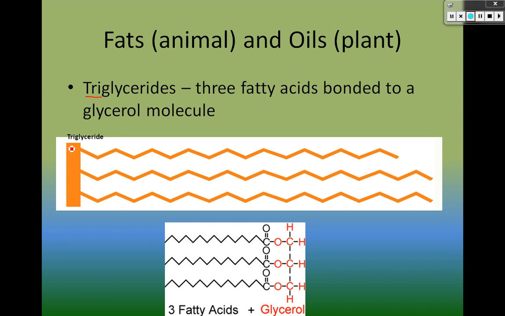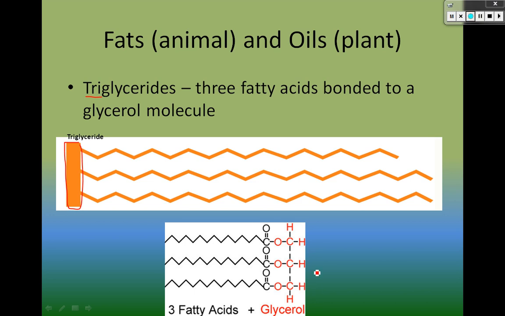We often have a diagram that looks like this, where this is our glycerol right here. And then here, just like on the previous slide, you saw those fatty acids. Here are our three fatty acids: 1, 2, 3. One thing to remember is that fats and oils are nonpolar, and that's because of these long chains here, which are nonpolar chains.